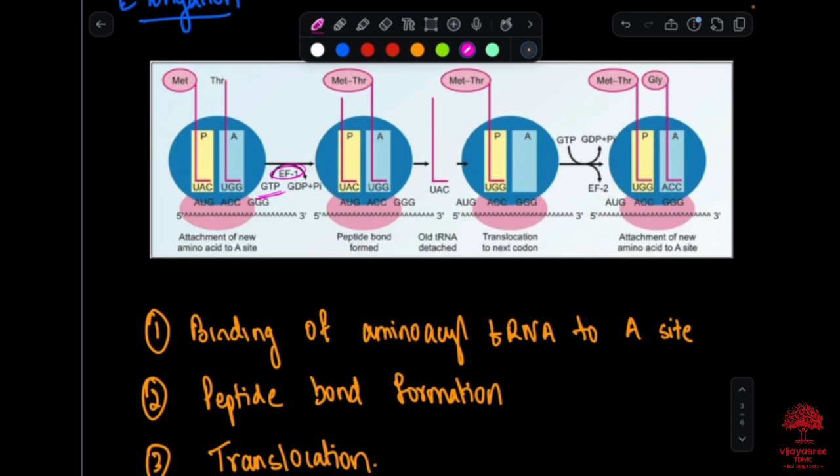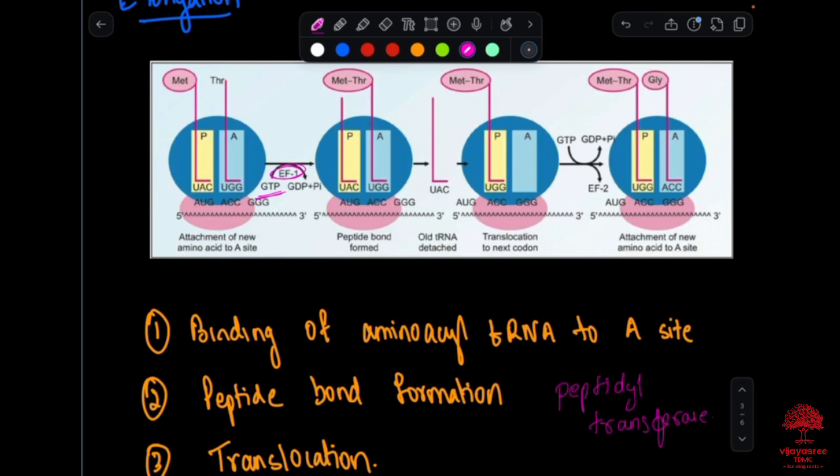Now, the next step is the formation of the peptide bond. For the peptide bond to be formed, the alpha amino group of the incoming amino acid in the A site will form the peptide bond with the carboxyl group of the peptidyl tRNA of the P site. So these two together form a peptide bond, and for peptide bond formation we require an enzyme, which is peptidyl transferase. This is the enzyme enabling the formation of the peptide bond.